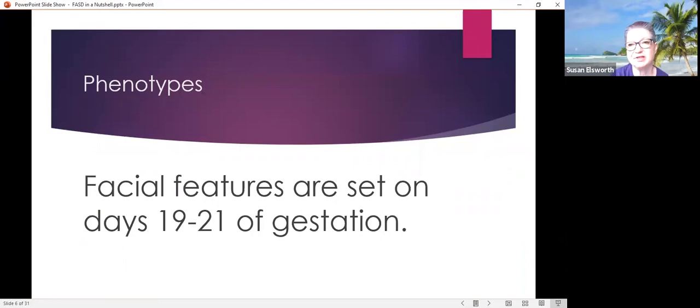Those phenotypes are set during days 19 and 21 of gestation. That's a very narrow window. So we could have prenatal alcohol exposure before that or after that, and we wouldn't see those phenotypes no matter how much alcohol is consumed. So when we talk about it being hard to get this diagnosis of FAS, remember we have to have an admission from a biological parent that alcohol was used, and we have to have these phenotypes within this very narrow window.